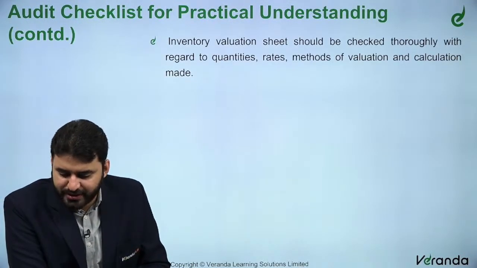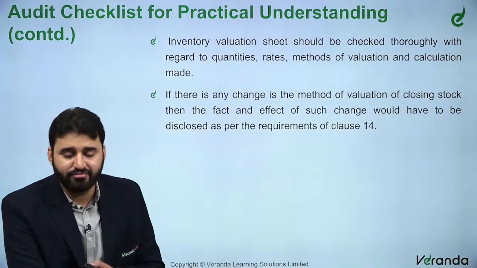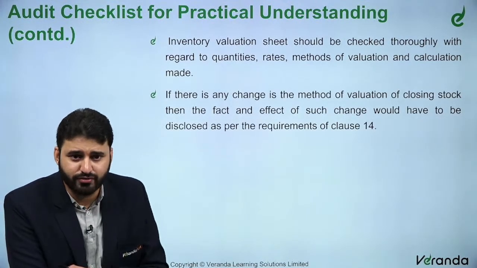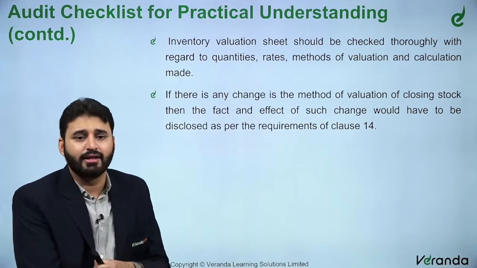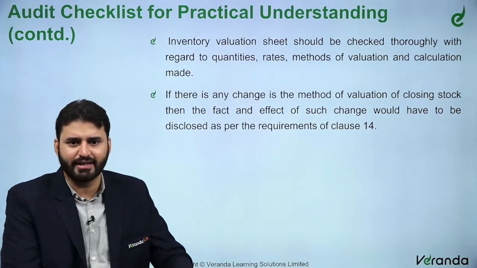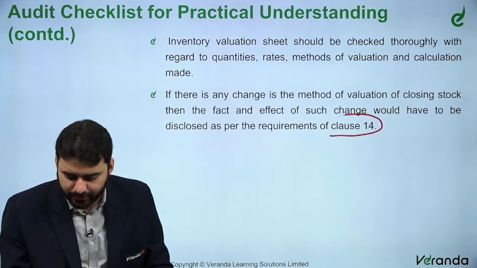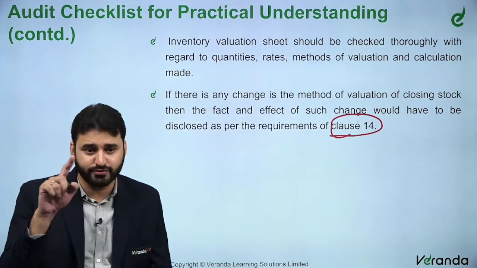Inventory valuation sheet should be checked thoroughly with regards to quantities, rates, methods of valuation and calculations made. If there is any change in the method of valuation of closing stock from the last year to the current year, FIFO to LIFO, FIFO to weighted average price, whatever it is, then the fact and the effect of the change would have to be disclosed as per the requirements of clause 14. So that is your clause 14b.